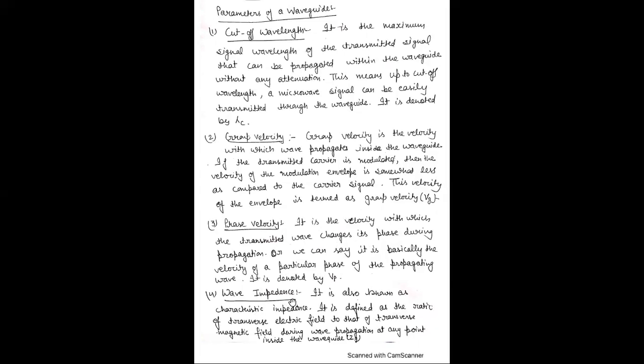Now wave impedance, it is also known as characteristic impedance. It is defined as the ratio of transverse electric field to that of transverse magnetic field during wave propagation at any point inside the waveguide. Means the ratio of transverse electric field and transverse magnetic field when the wave is propagating inside the waveguide at any point. It is represented by Z.